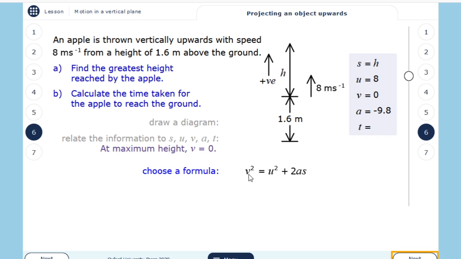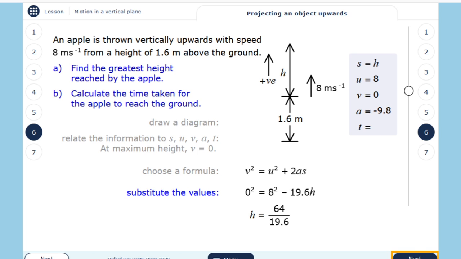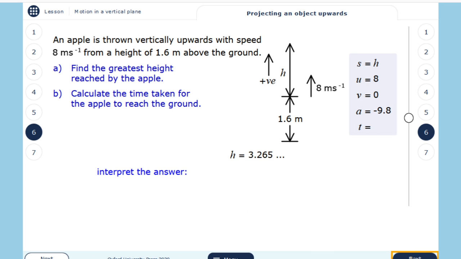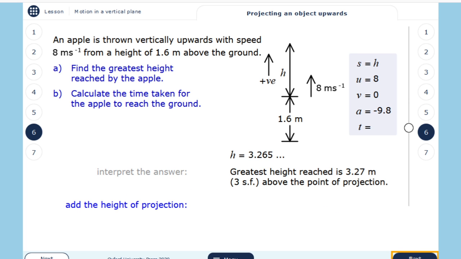And now I will choose this formula again, where I have the height, the gravitational acceleration, the initial speed, and the final speed. So I will substitute, and then I will find that the height is 3 meters upwards. At the projection, I also have 1.6 meters, so basically the total height is that.